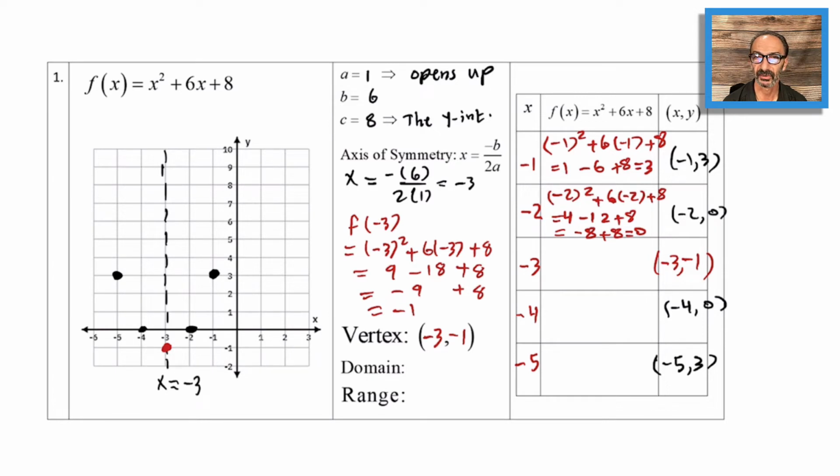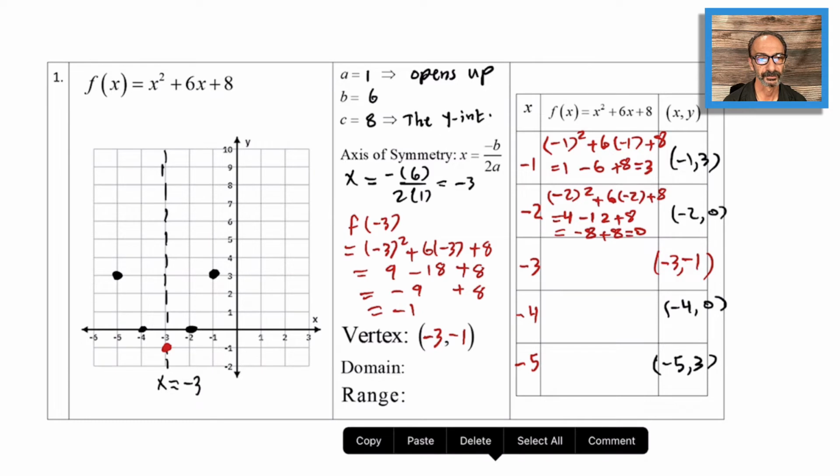So we don't have to take our time and plug in the point negative 4. Graph it, and that's going to open up as we agreed from the first step, a equals 1, positive. And all we need left is the domain and range.